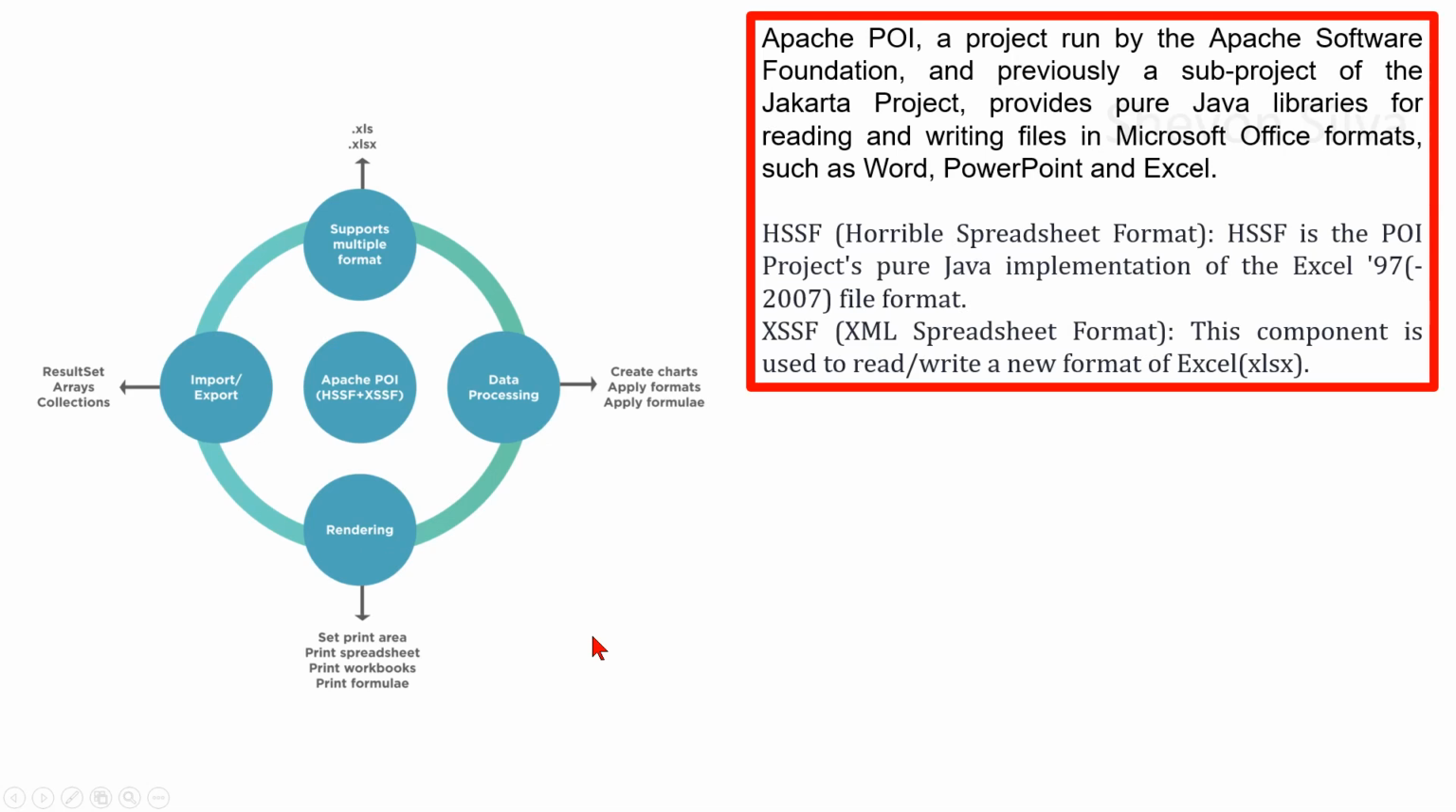HSSF, Horrible Spreadsheet Format. HSSF is the POI project's pure Java implementation of the Excel 97-2007 file format. XSSF, XML Spreadsheet Format. This component is used to read and write the new format of Excel, XLSX.